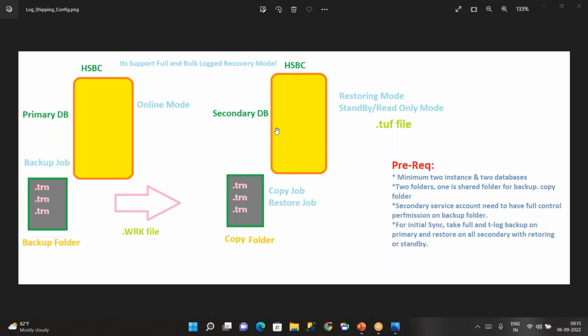So when you configure log shipping, what exactly is happening, sir? It is creating jobs: backup job, copy job, restore job. What is the purpose of the backup job, sir?